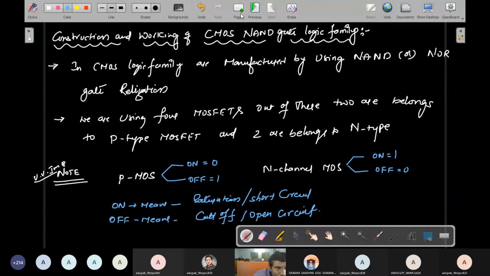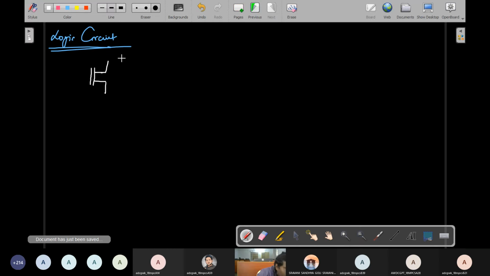Okay, so please move to the next page. I'll draw the logic circuit. See, this is the logic circuit. Please see, everyone. So this is the first one MOSFET. This is the actual MOSFET symbol.